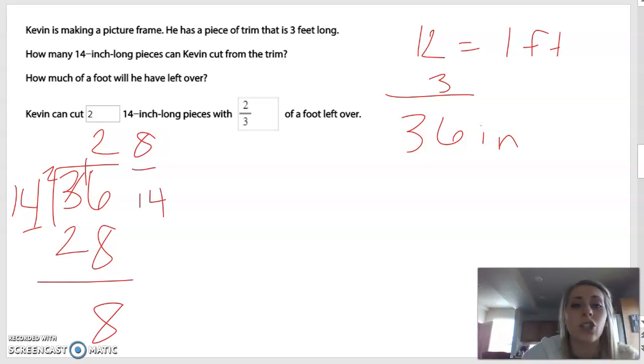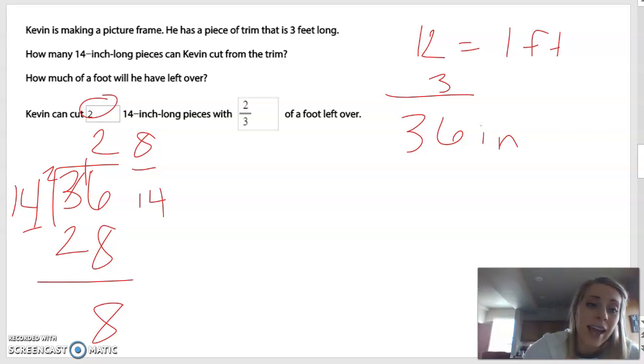This is where it gets super, super tricky, okay? This was actually very confusing for me even, okay? So I have my 2. I know I can do 2 14-inch pieces. Then it says how much of a foot is left over. So this is where it gets complicated.